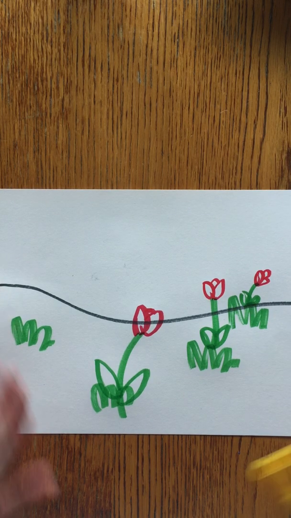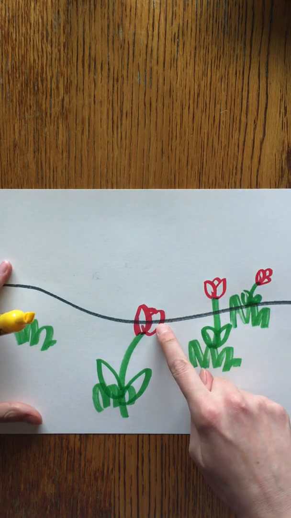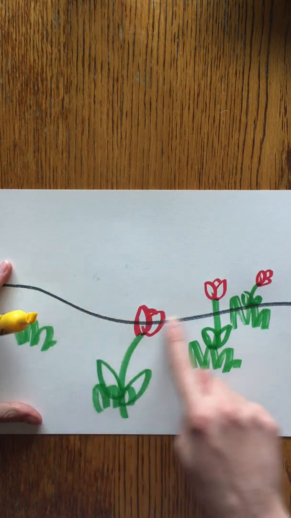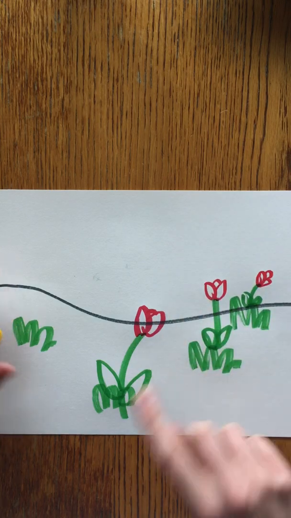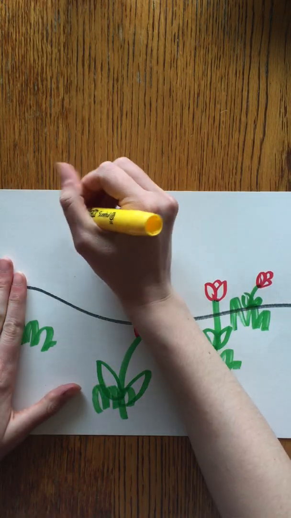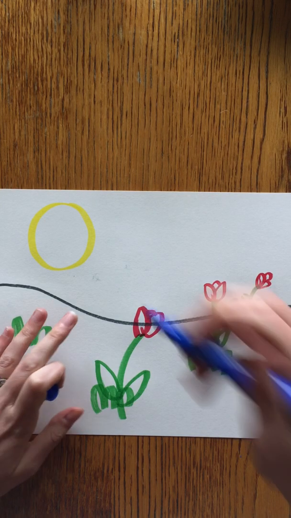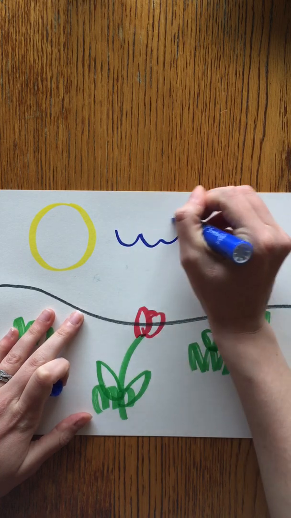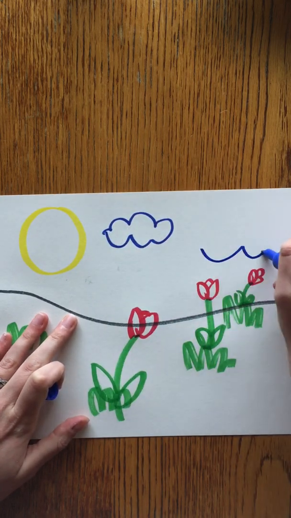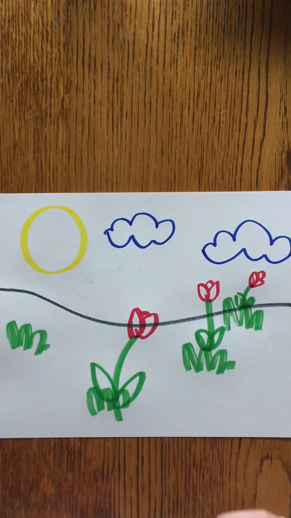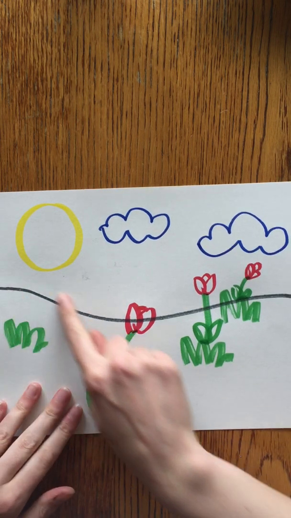Now in the sky, I know that my sky goes all the way down to the horizon line. That's the line that separates the sky from the ground. So I'll draw a sun, and I'll draw some clouds, all in my sky.